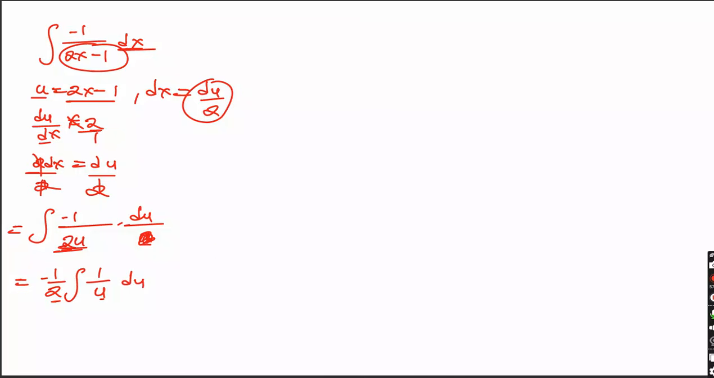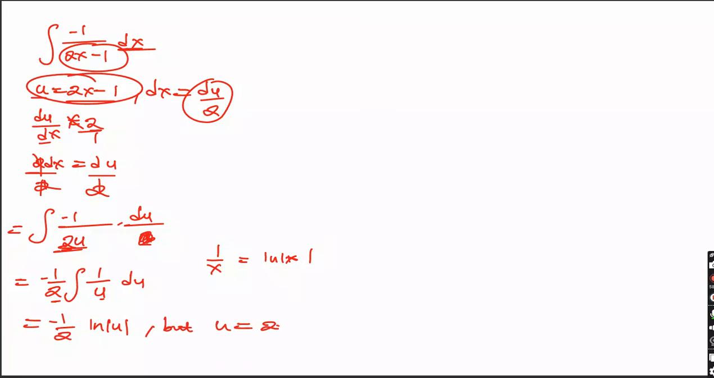What do we know about the derivative of ln x? It is 1 over x. That means the integral of 1 over u is going to be equal to ln u. But we need to remember that u is equal to 2x minus 1, so you just have to include that to gain a lot of marks. So I'm going to say the answer is going to be equal to -half, then ln 2x minus 1.